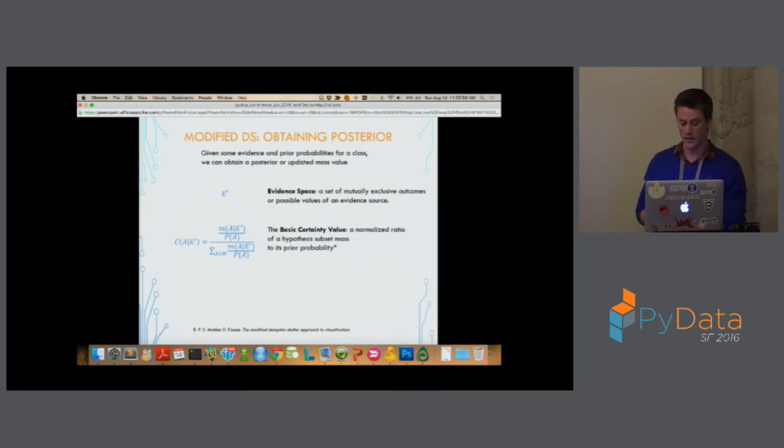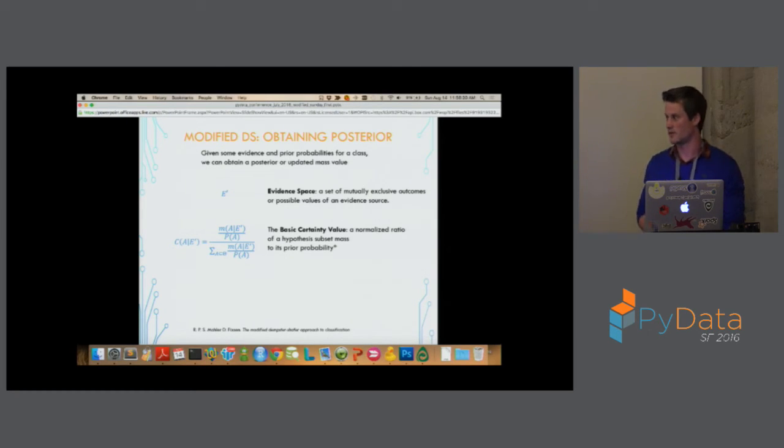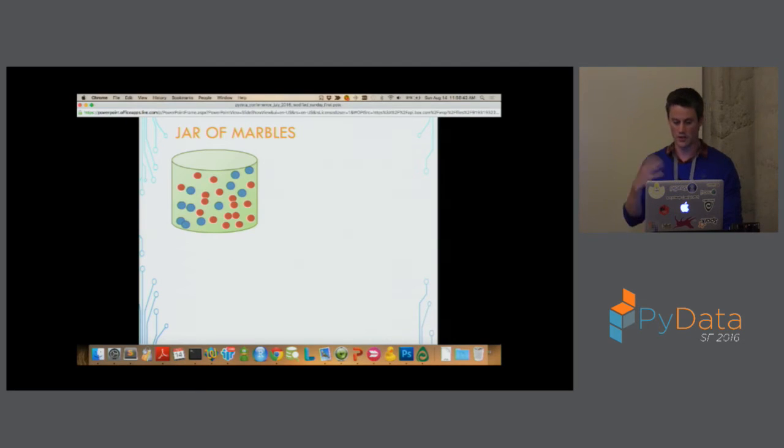Again, going fairly quickly through this. This is where we go from Dempster Shafer to a modified Dempster Shafer with the use of prior information in evidence space. Again, it's ongoing research, possibly using different sources of prior algorithms. Essentially, to get that updated belief, we take a prior probability, represented by P of A, with A being, for example, the majority of colors in the jar are red, and then we normalize that over all of the other propositions that we're considering.